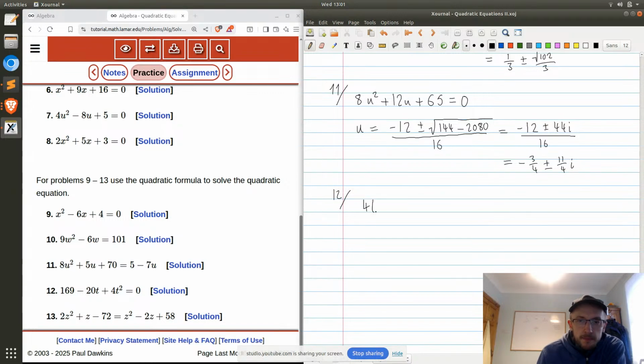Now problem 12. 4t squared minus 20t plus 169 equals 0. So t is 20 plus or minus the square root of 400 minus 4 times 4 times 169. So that would be 52 squared, wouldn't it? Which is 2,704.